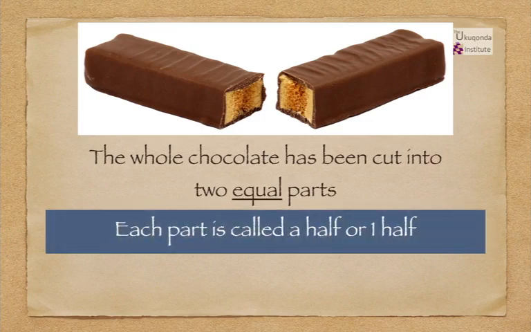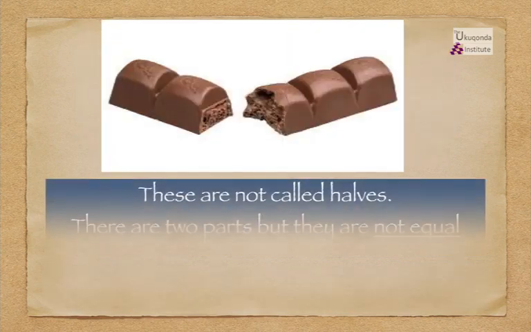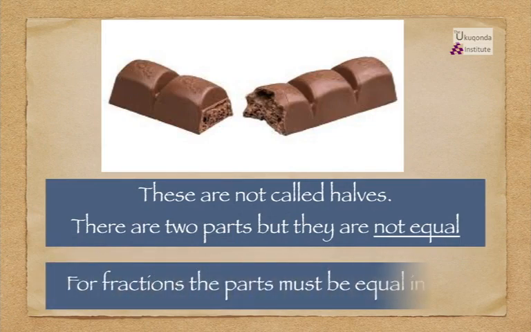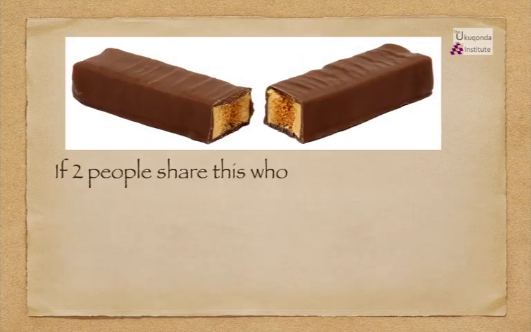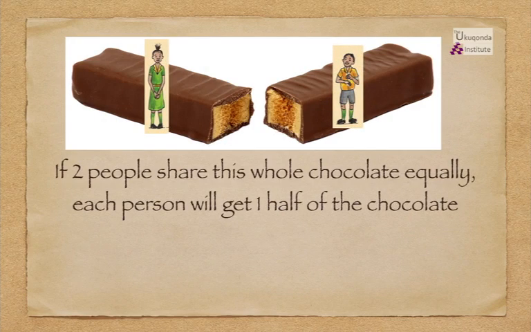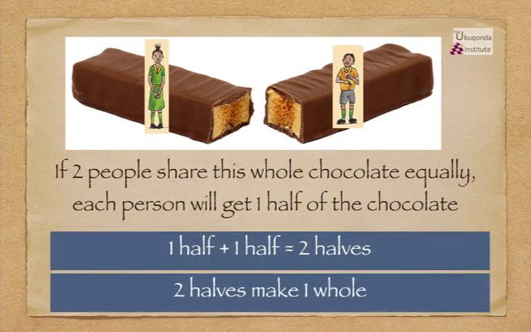Each part is called 1/2 or a half. In this picture, I can see 2 halves. These are not called halves because these 2 parts are not equal. For fractions, the parts must be equal in size. If 2 people share this whole chocolate equally, each person will get 1/2 of the chocolate. 1/2 plus another half is equal to 2 halves, and 2 halves together make up the whole chocolate.